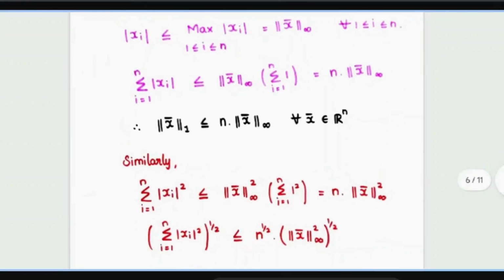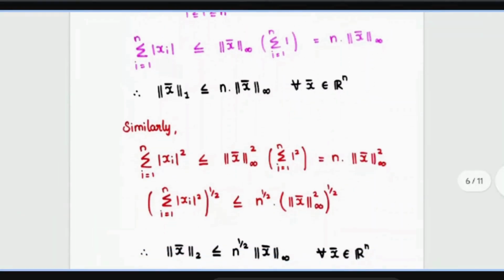So following the same steps, we will get summation of modulus of xi square is less than or equal to n times L infinity norm of x bar square, because modulus of xi square is less than or equal to the maximum of modulus of xi square, which is nothing but the L infinity norm of x bar whole to the square.